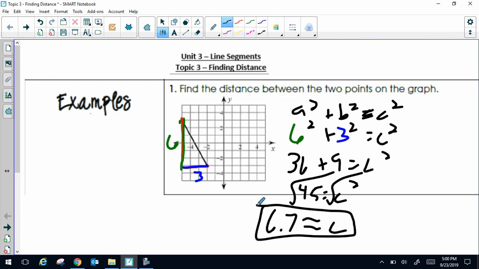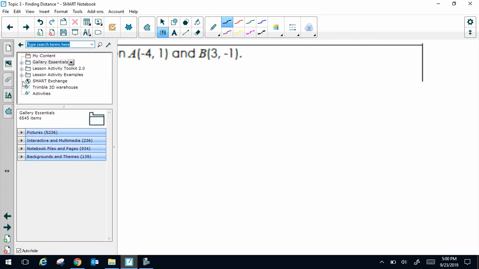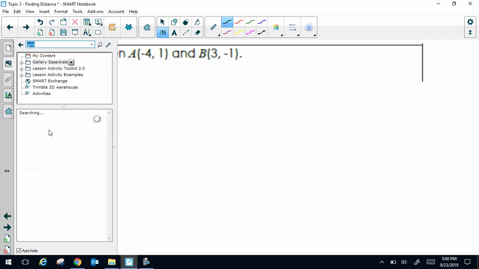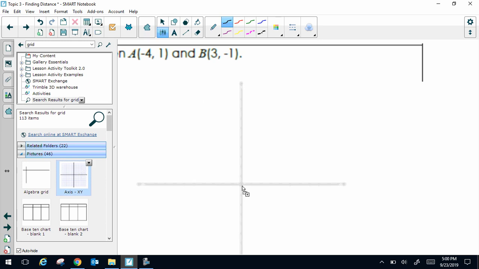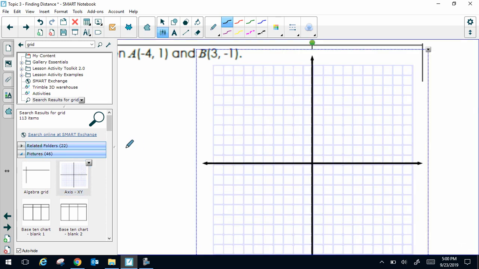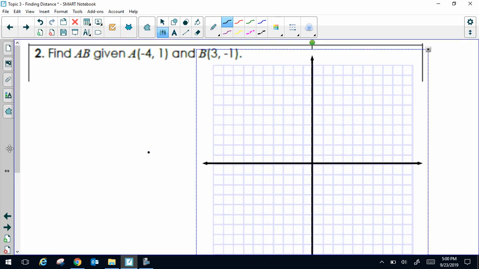Okay, let's do another one. Sometimes they don't give you grids, so sometimes you're going to have to graph it yourself. They give me A as negative 4, 1. There's A. B is at 3, negative 1. There's B.